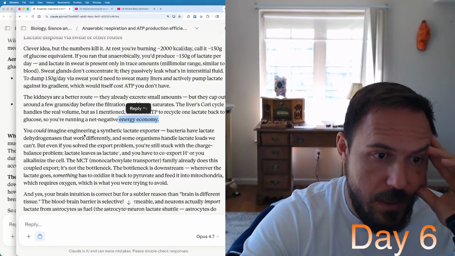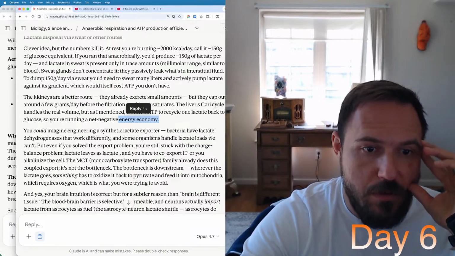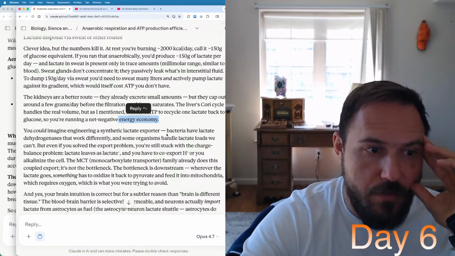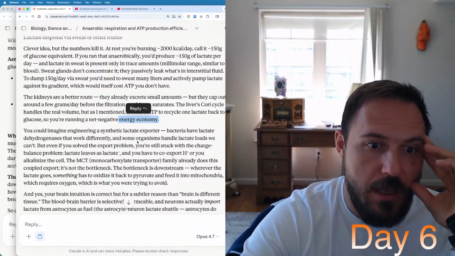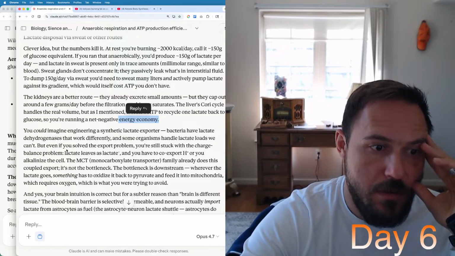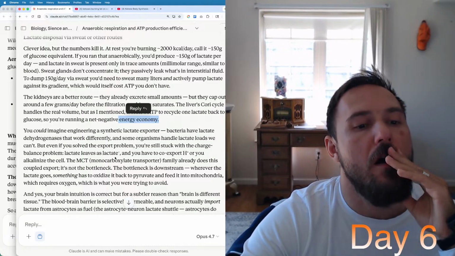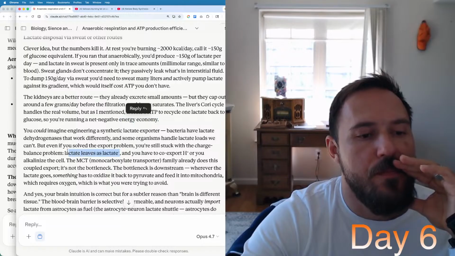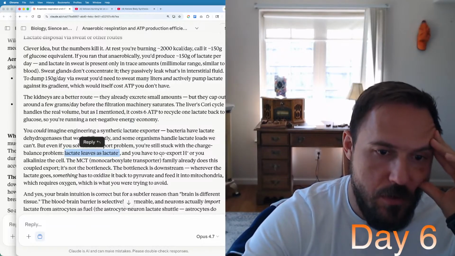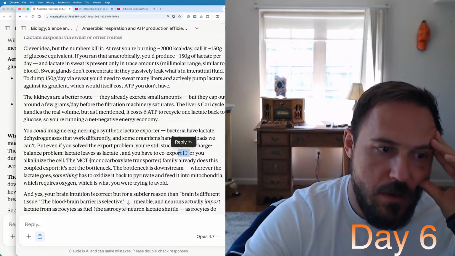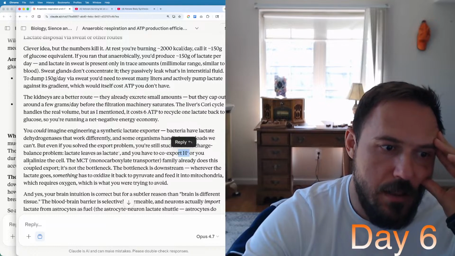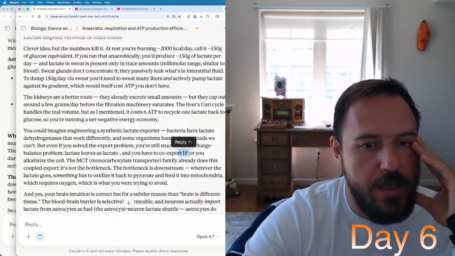You could imagine engineering a synthetic lactate exporter. Bacteria have lactate dehydrogenases that work differently, and some organisms handle lactate loads we can't. But even if you solve the export problem, you're still stuck with the charge balance problem. Lactate leaves as lactate minus. Oh, I see. The charge, right? And you have to co-export H plus, or you alkalinize the cell.